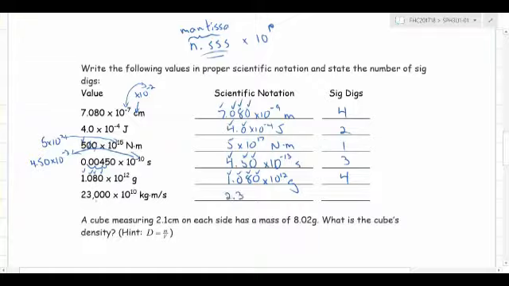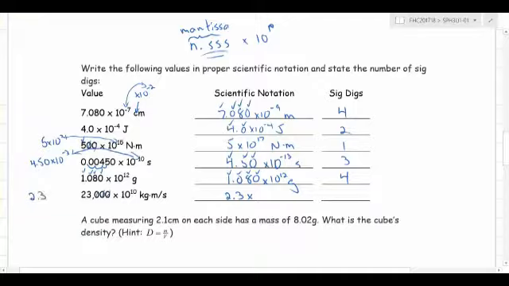And then the question we want to ask ourselves is, are these zeros significant? Well, there's no decimal, and these are trailing zeros, so these are not significant. We're not worried about these in terms of significant digits, so we won't write them in the mantissa. But they have some meaning because 23,000 and 2.3 aren't the same thing.